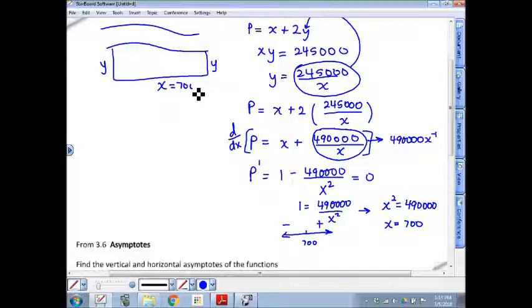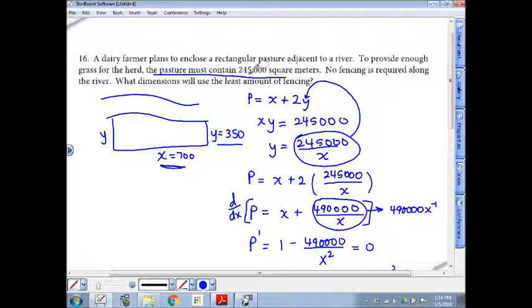So x equals 700. Now, we want to find the values of y, and we can use this equation right here. 245,000 divided by 700 gives you 350. So these are the dimensions you would want to use in order to have minimum perimeter but maximum area, or not maximum area, but minimum perimeter that contains that area, 245,000 square meters.